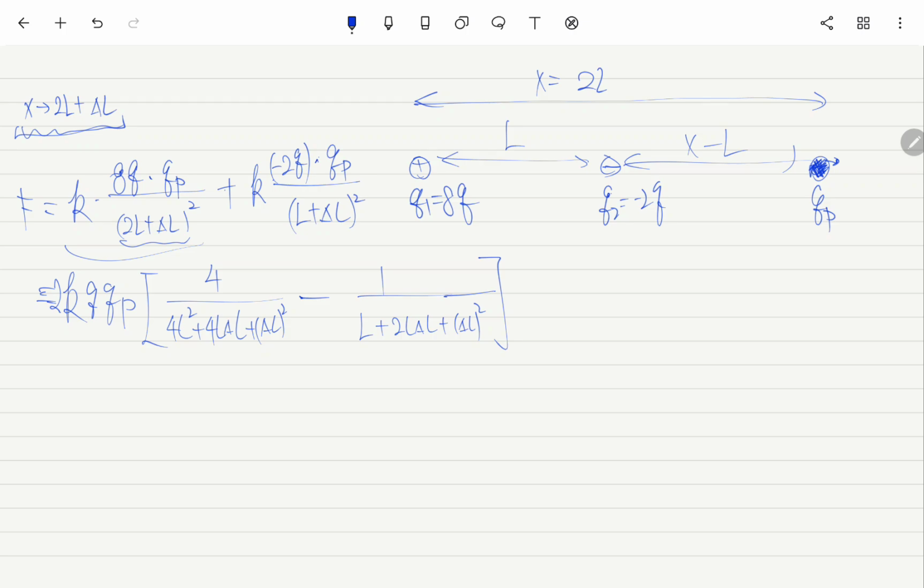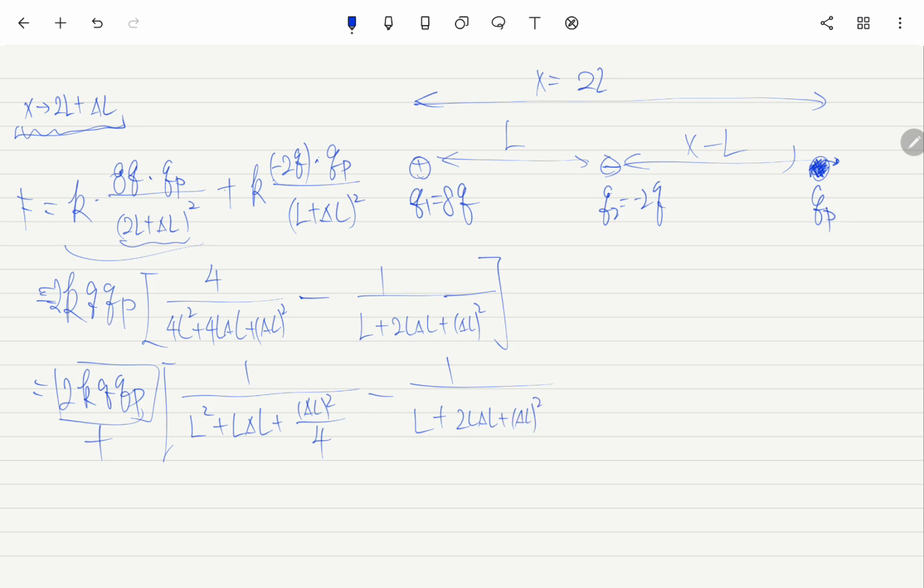Okay, and then we can try to do a little bit more things. So this is 2KQP, which is a positive value. We don't need to care about it anymore. So here we just need to make it like 1 over L square plus L delta L plus delta L square over 4, and then minus the same thing, 2L delta L plus delta L square.